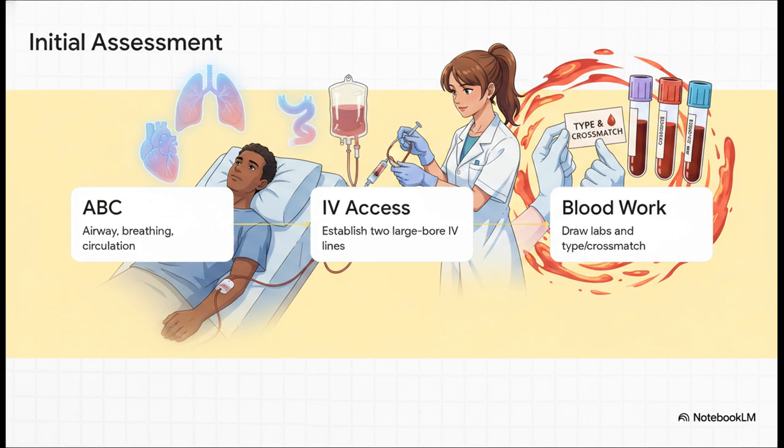Step 1, ABC stabilization: airway, breathing, circulation. Step 2, establish 2 large-bore IV lines immediately. You need that vascular access secured before their veins collapse from volume loss. Step 3, draw blood for your standard panels: CBC, coagulation profile, liver and renal function, and whatever you do, absolutely do not forget the type and cross-match. You might need blood, and you're going to need it fast.